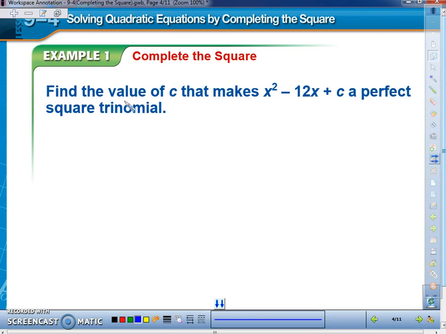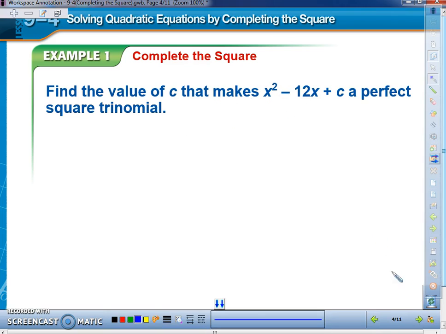Okay? So we're going to find a value of c that makes x squared minus 12x plus c a perfect square trinomial. And remember, for it to be a perfect square trinomial, it's going to be x plus something, I'm just going to put a question mark right here, and it's going to be squared. That's what we're trying to do. We're trying to find a perfect square trinomial.